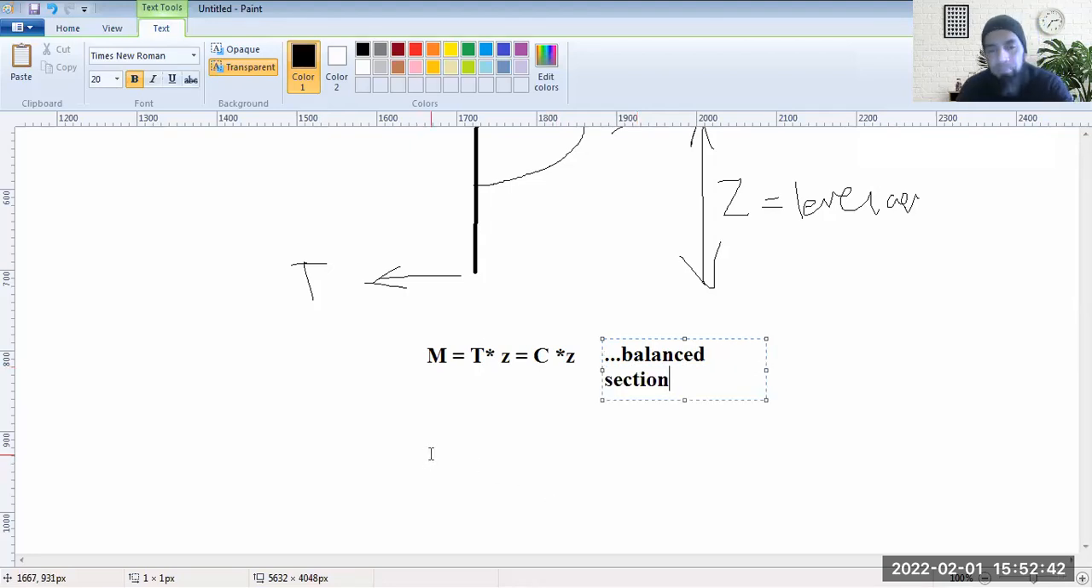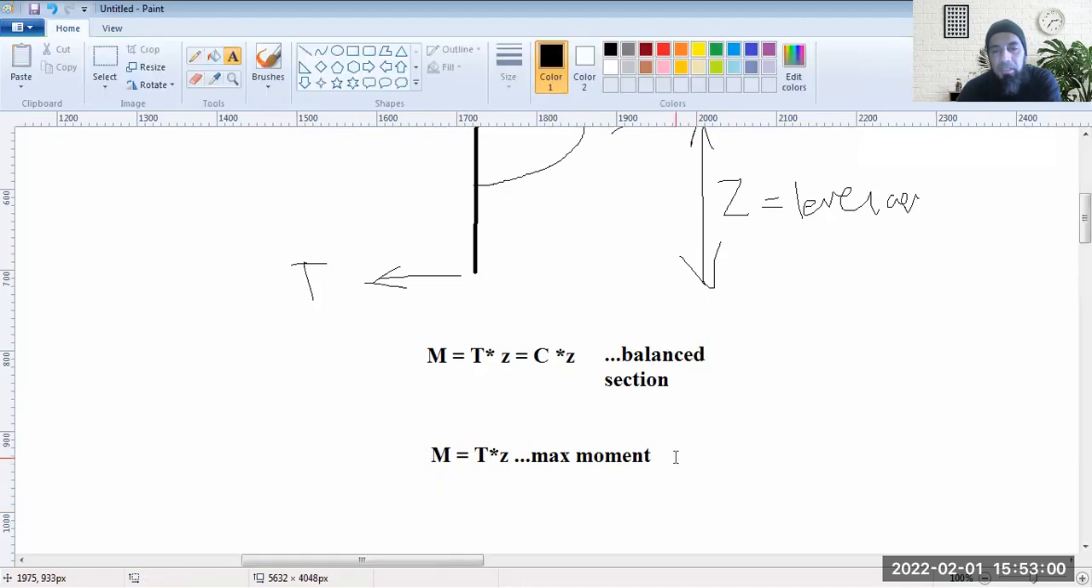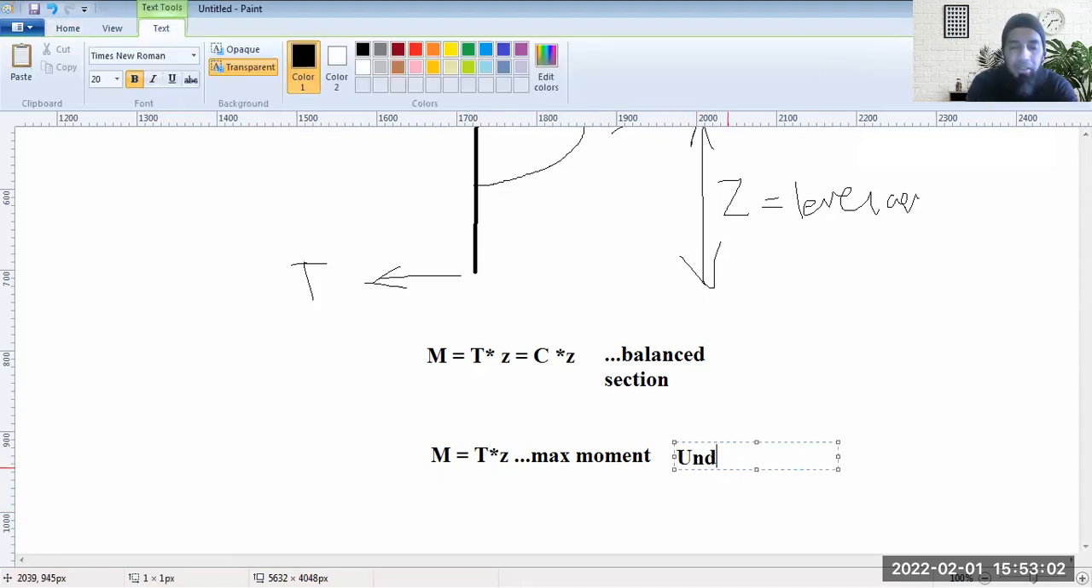design, but if the section is under reinforced design, it would be only T into Z, because that will give you the maximum moment then. In an under reinforced design, that will give you the maximum moment. This maximum moment for under reinforced.